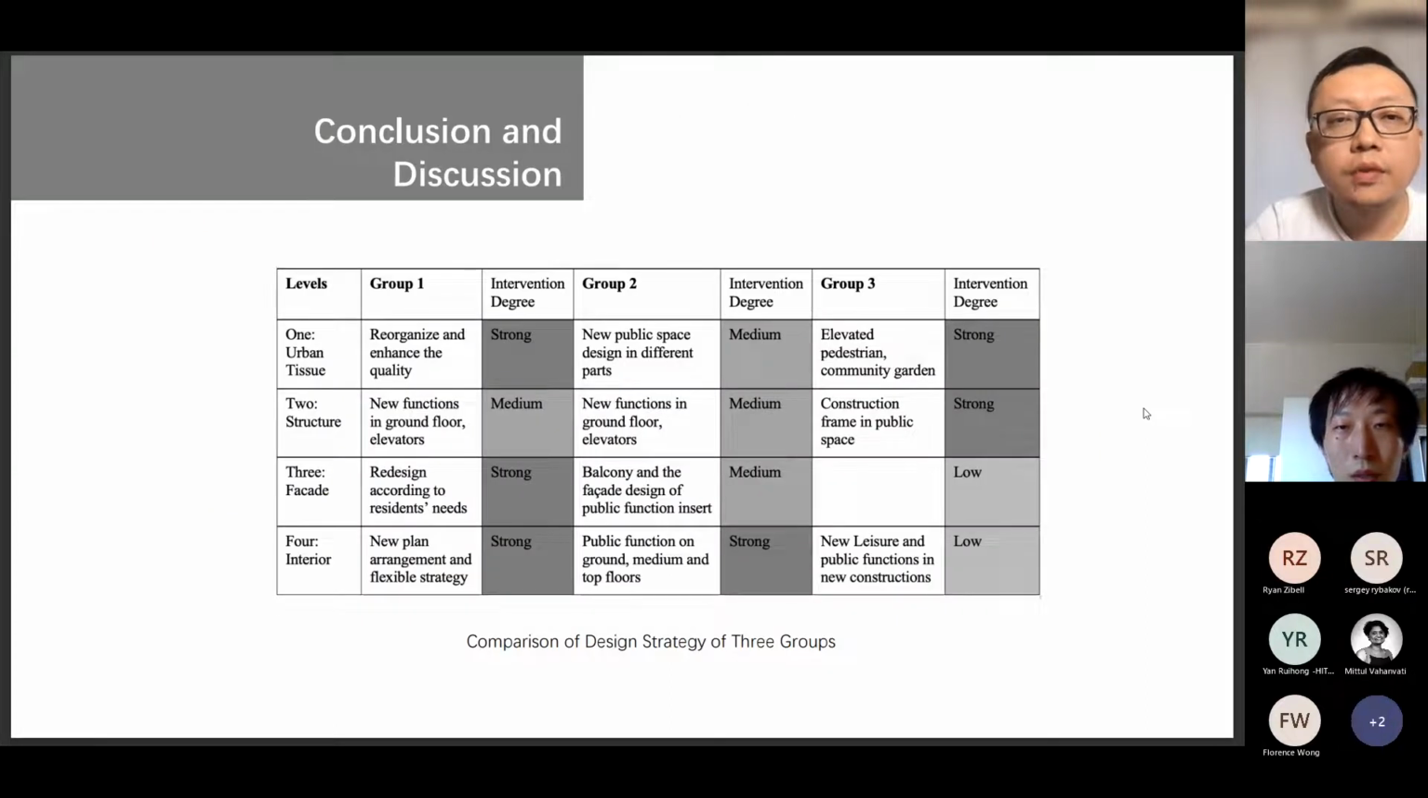So the conclusion and discussion is that the 3 groups of students, although they were introduced to the same method and series, have different strategies and focuses on their sites. Group 1 has very strong interventions at all 4 levels. Group 2 has a median intervention at all 4 levels. But group 3 has stronger intervention than group 1 and group 2. Next slide, please.